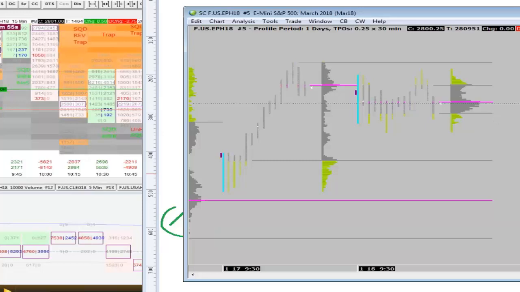So for tomorrow, I can extend out the value area low and the value area high and then reach for the price high. Okay. Good. That's how you do it. Any questions? Good.